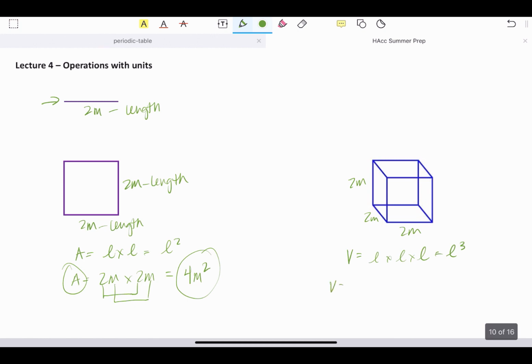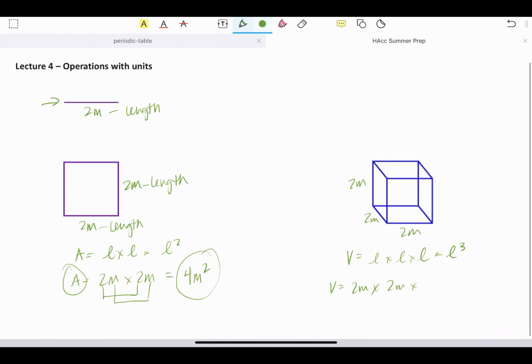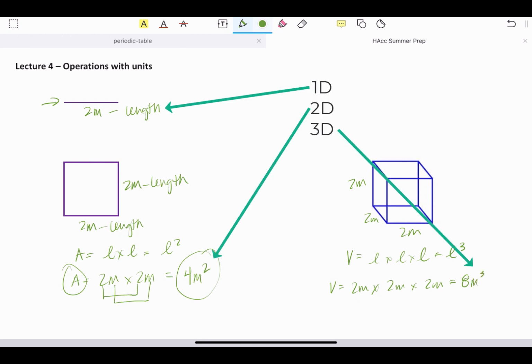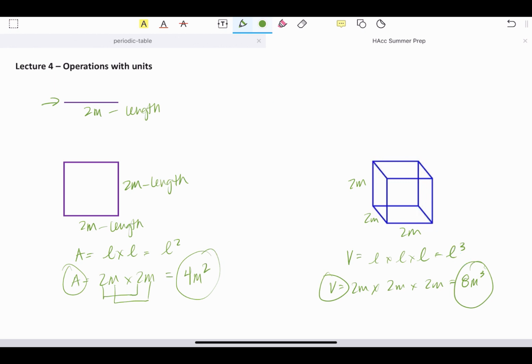So volume will equal 2 meters times 2 meters times 2 meters, which again, we multiply all of our 2's. So 2 times 2 times 2 gives us 8. And then meter times meter times meter gives us meter cubed, which makes sense because volumes are units cubed, since they take into account 3 dimensions.